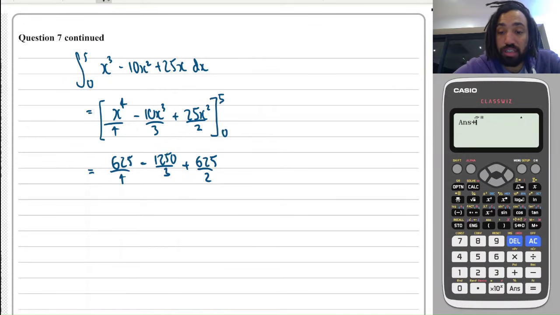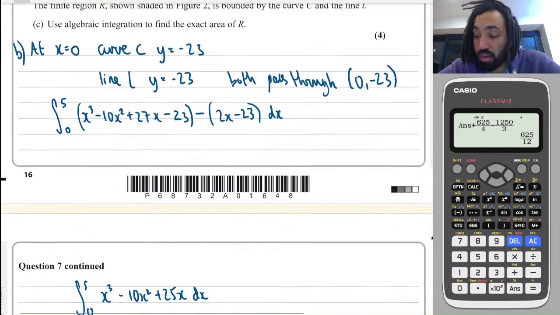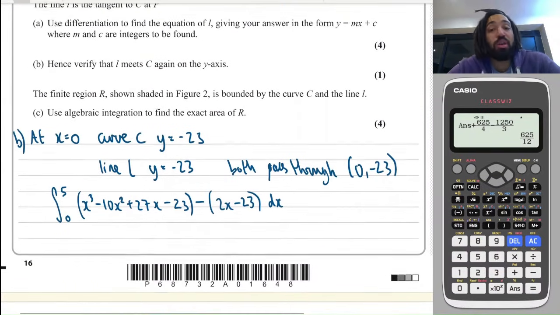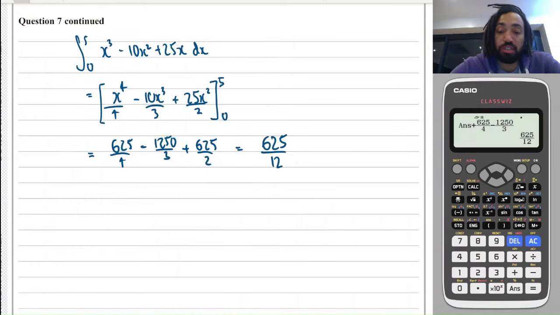Right, let's add those all up then. So let's add on a 625 over 4, and then let's take away a 1250 over 3. Not the smoothest way of doing this, but we end up with the right answer, which is 625 over 12. Perfect. Yep, that's all good. Top tip, always go back once you've done a question and read the question again to make sure that you've answered every aspect of it.